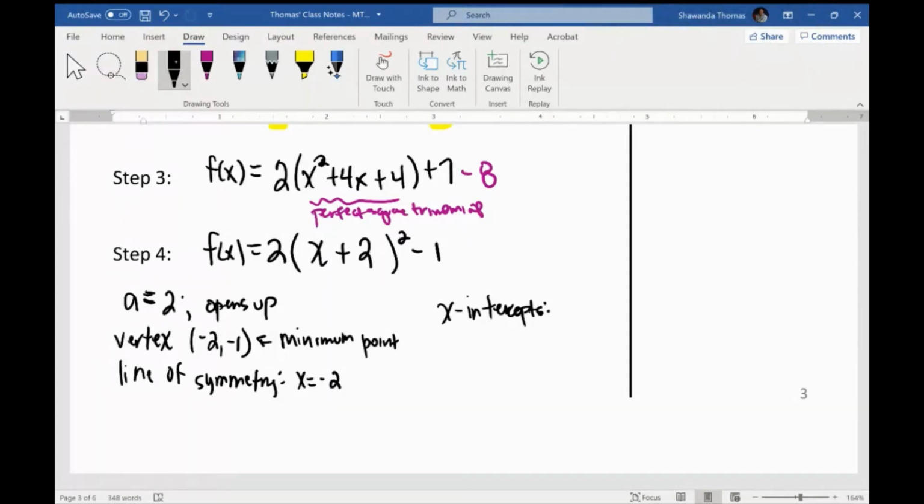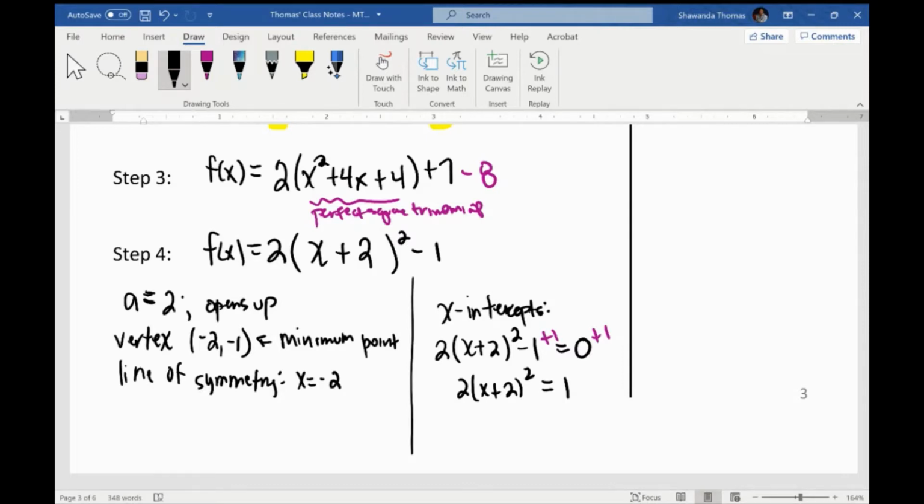All right, so instead of putting 0 equals, I'm going to put that at the end. 2 times x plus 2 squared minus 1 equals 0. Someone other than the carrier, what would you do first to solve for x? Add 1 on both sides. Correct. Add 1. We have 2 times x plus 2 squared equals 1.